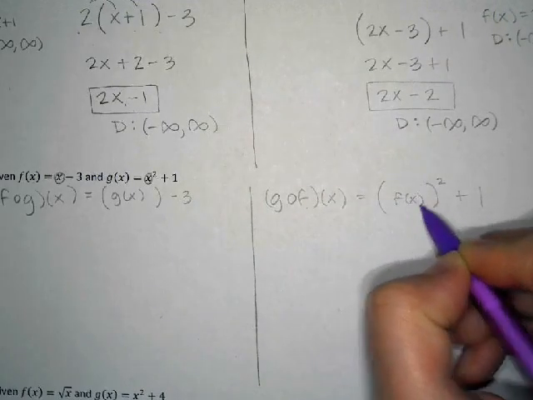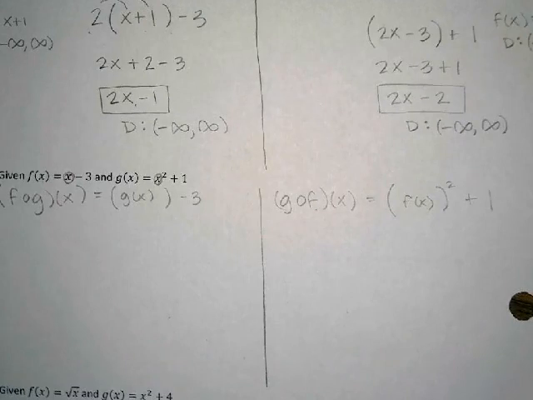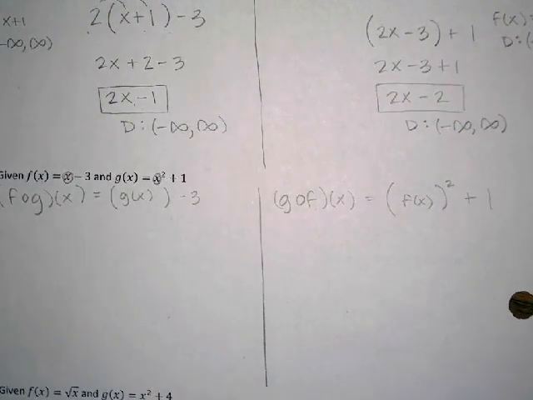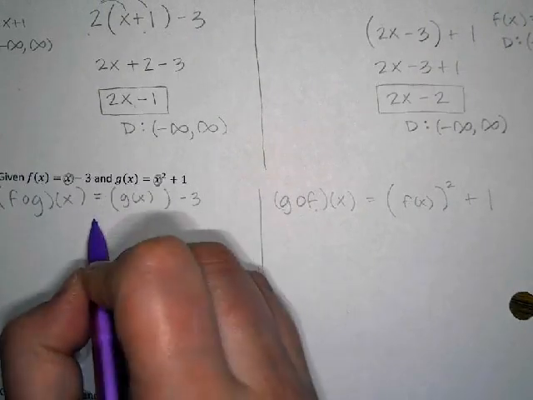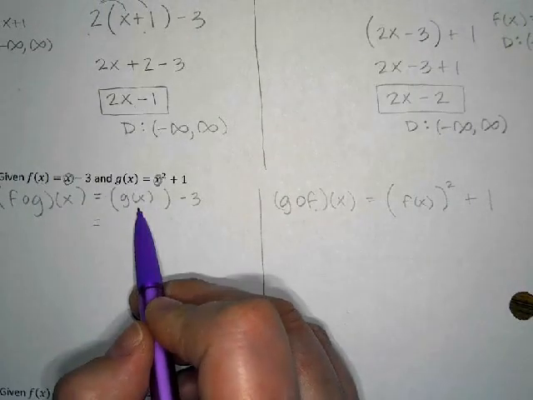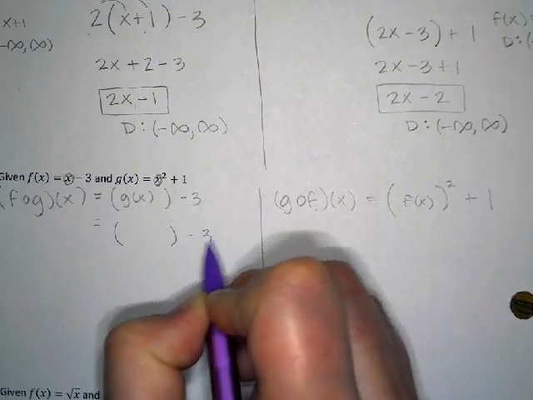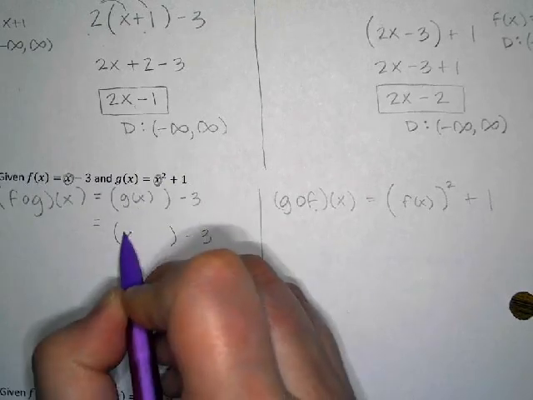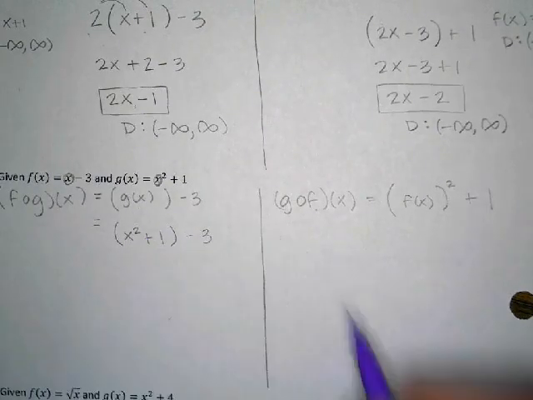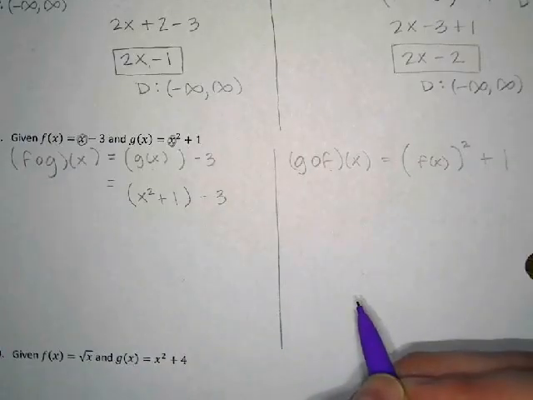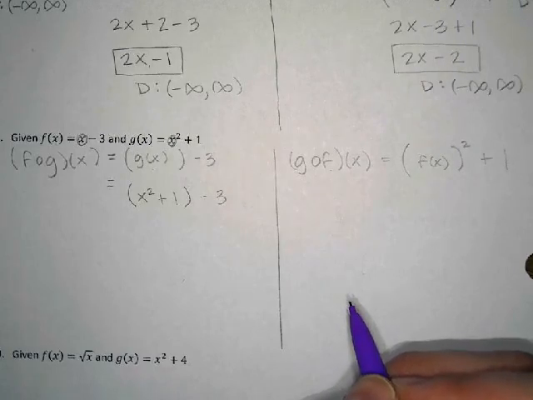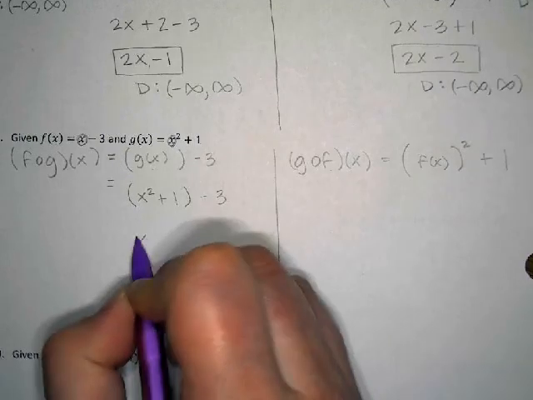We good so far? Yeah? Okay. So over here, when I plug my g of x into my parentheses, I end up getting parentheses minus 3. My g of x is x squared plus 1. And if I simplify that, what do I get? X squared minus 2.